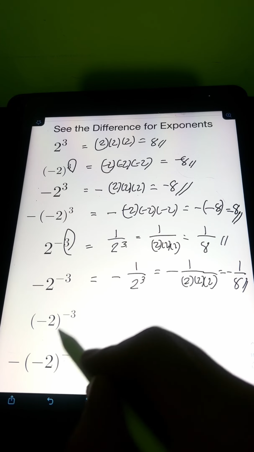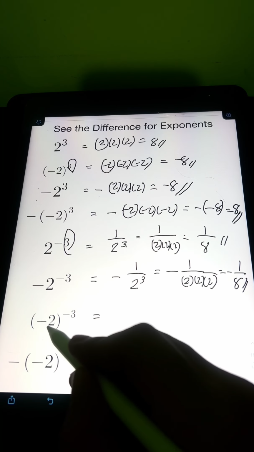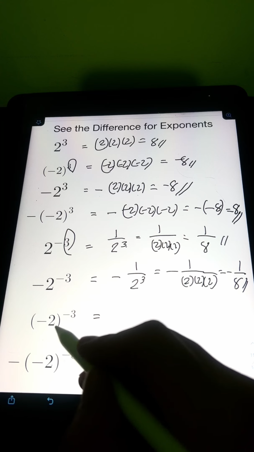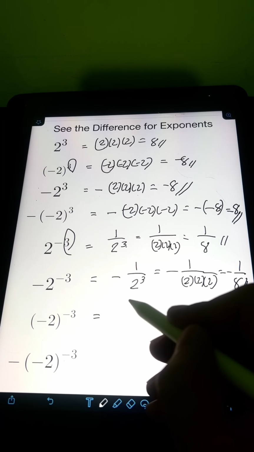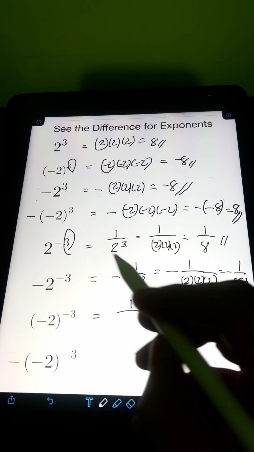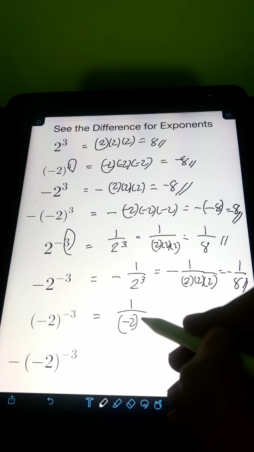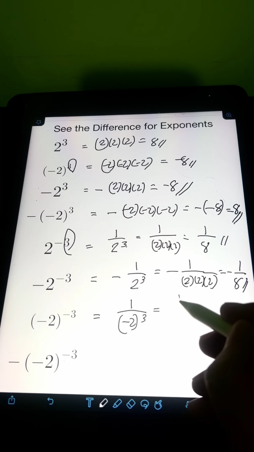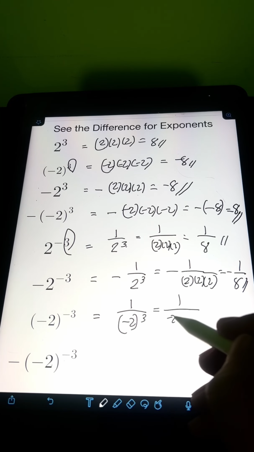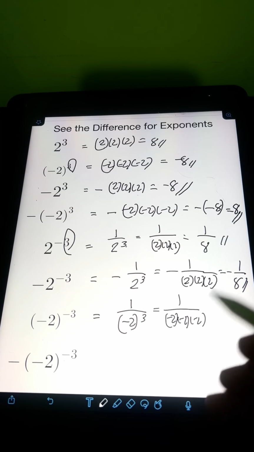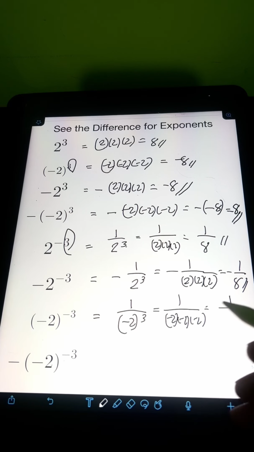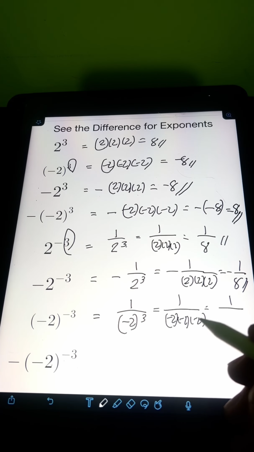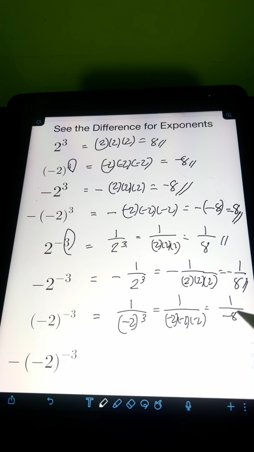Next, we have negative 2 raised to negative 3. This time, the negative 2 is the base because it's enclosed in the parentheses, raised to negative 3. So we will apply 1 over negative 2 raised to positive 3. It's equal to 1 over 3 factors of negative 2: negative 2 times negative 2 times negative 2. So we will have 1 over negative 2 times negative 2, that's 4, times negative 2, negative 8. So 1 over negative 8, or you can put the negative sign in the middle of the fraction. So it's negative 1 over 8.